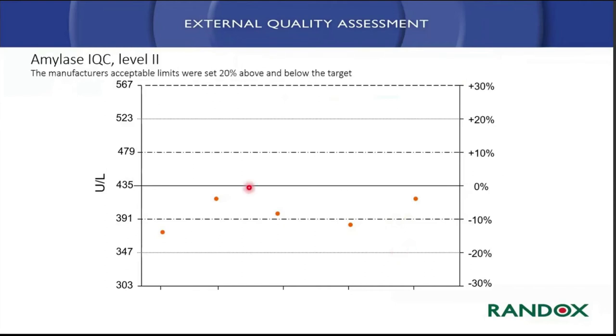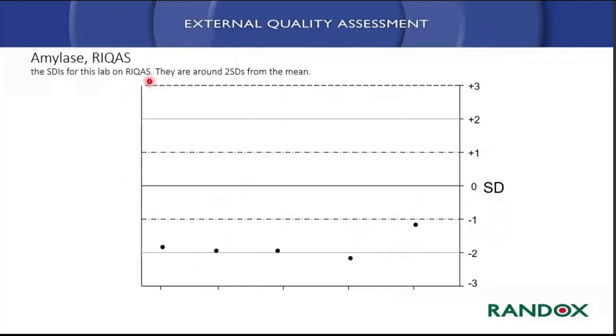When we look at that in terms of percentage deviation, we can see that the results were falling between 0 and 10%, with a few examples outside of that. The acceptable limits were set at 20%, two standard deviations, 20%. When we look at the external, on RIQAS, we find their results were more along the lines of two standard deviations. But when we look at that, once again, in terms of percentage deviation, we also see that the results are falling between 5 and 10%.